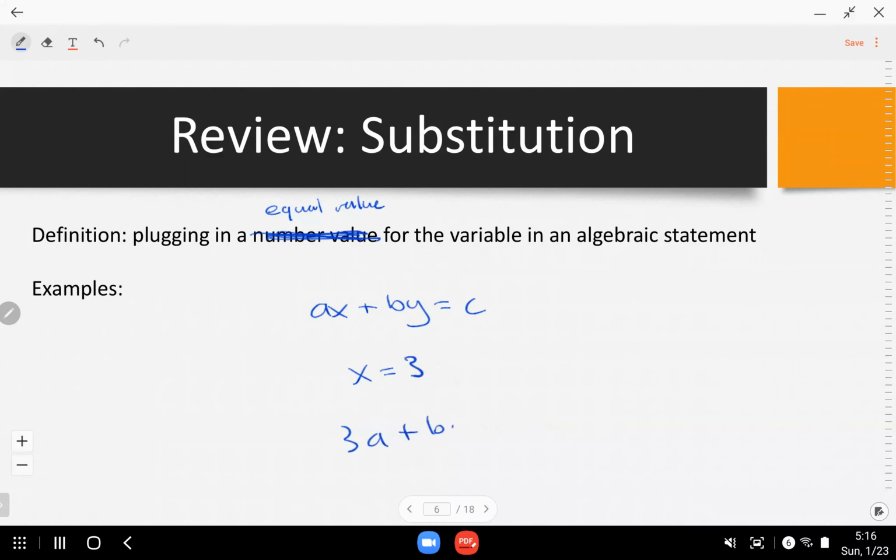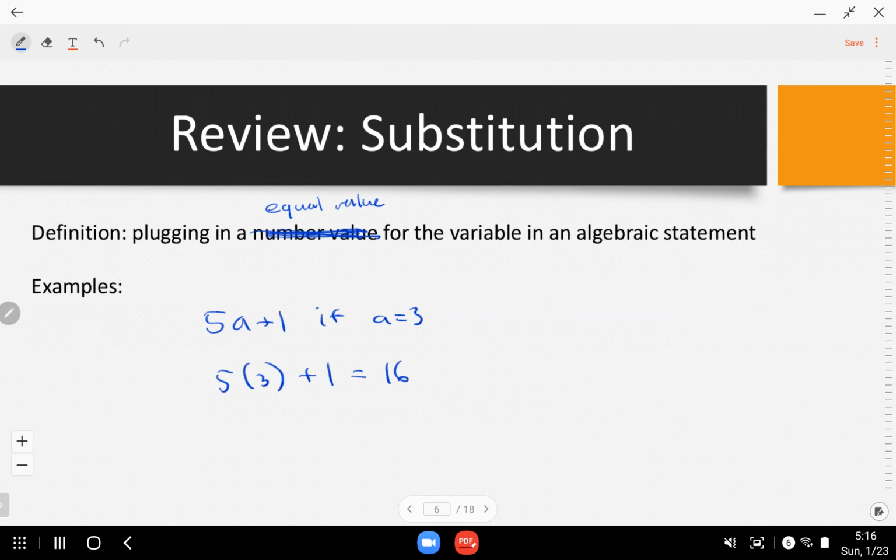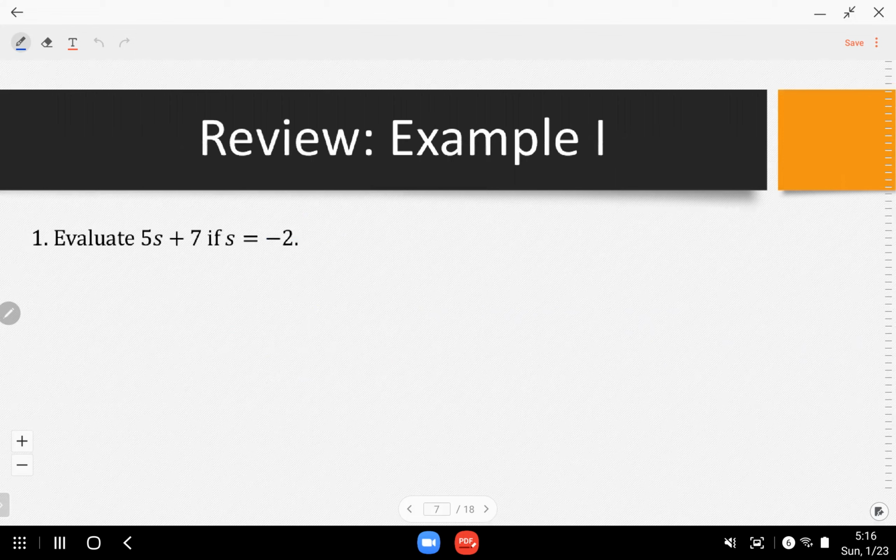But usually when we're dealing with Algebra 1, in the early stages, we're mostly going to be subbing in number values, okay? So some examples. I just showed you an example. You can do another one. So basically this is 5a plus 1 if a is equal to 3. So what you do is plug in a, and this is pretty self-explanatory. You get 16. All right, so those are basically substitution. Pretty easy, right? And then let's review some examples.